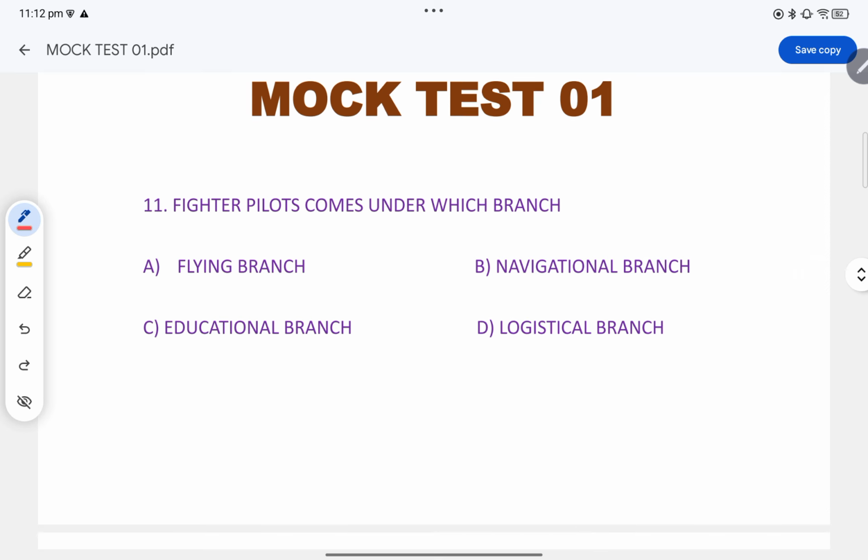Okay. Fighter pilots come under which branch? Fighter pilots come under which branch? They don't come under navigation branch, logistics or education. They are in the flying branch.